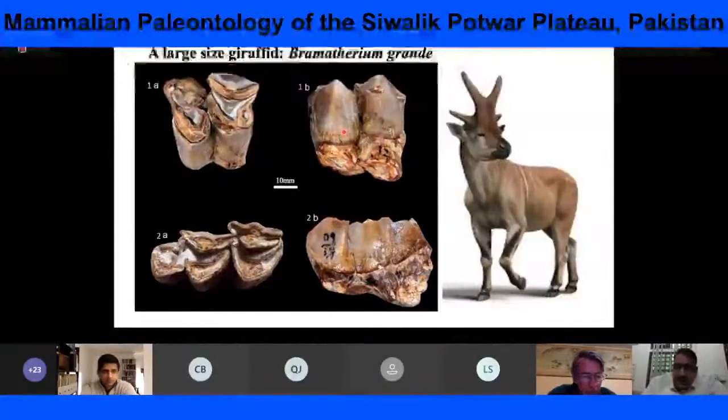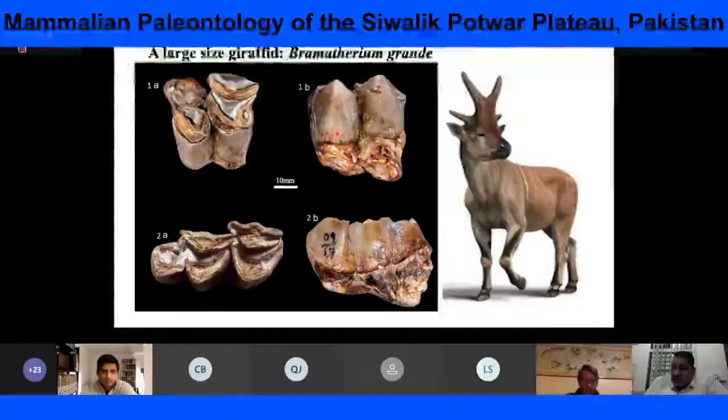A large-size giraffid, Bramatherium, currently we have recovered a specimen from the Dhok Pathan formation. It is a large species, considerably larger than Bramatherium megacephalum, but otherwise similar to it. Cheek teeth are large and heavy with rugose enamel. You can see the tooth size, and the rugosity is also very clear in these specimens. The taxonomy and validity of the Siwalik giraffe have not been fully settled.